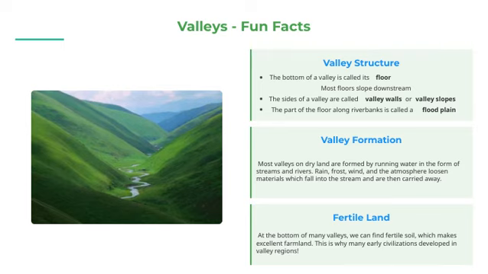Now, to make this a bit more interactive, let's try a word scramble activity. The first word is ROLOF, which hints at the bottom of the valley. The second is LALW, referring to the sides of the valley. Then we have VRIR, which is what flows through the valley, think of water. And finally, DOLOFNILAP points to the area along the riverbank, the floodplain. These key terms help us understand the structure and formation of valleys better.